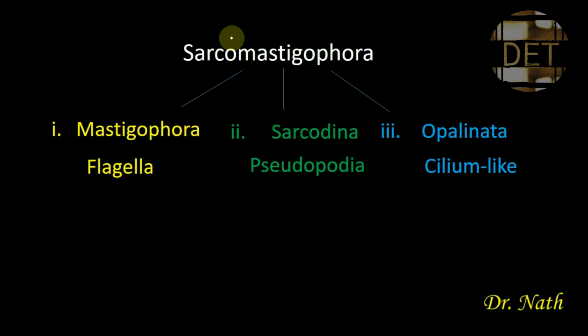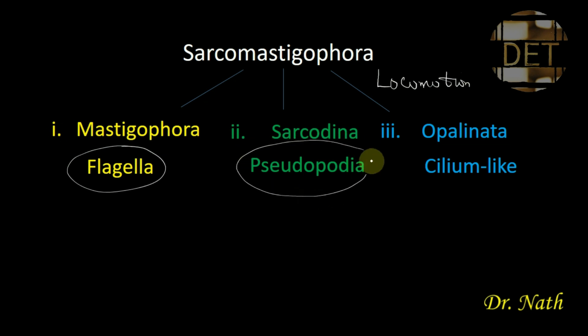So like I said, this classification is really very important. The phylum Sarcomastigophora is divided into 3 subphyla, and this classification is based on the structure they use for locomotion. Those that move with the help of a flagella are referred to as Mastigophora. The subphylum that moves with the help of a pseudopodia are referred to as Sarcodina, and the subphylum that moves with cilium-like structure embedded in a par-oral membrane are referred to as the Opalinata.